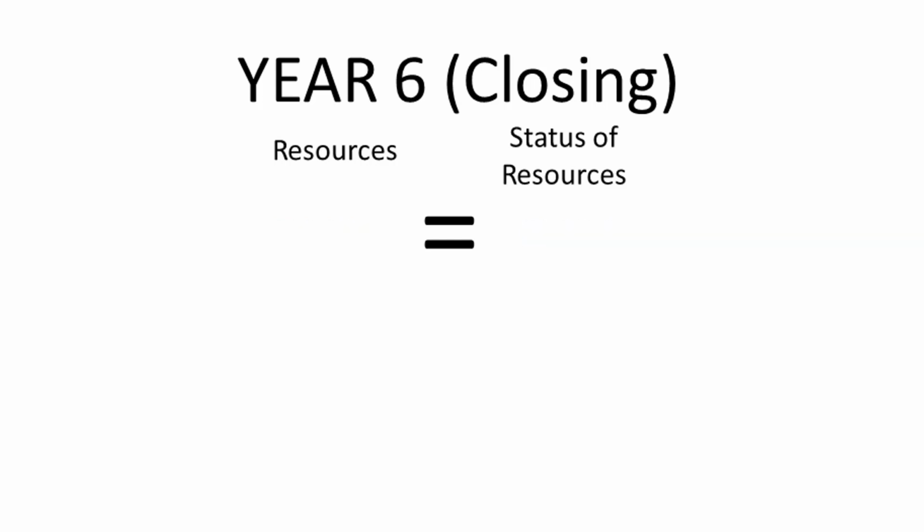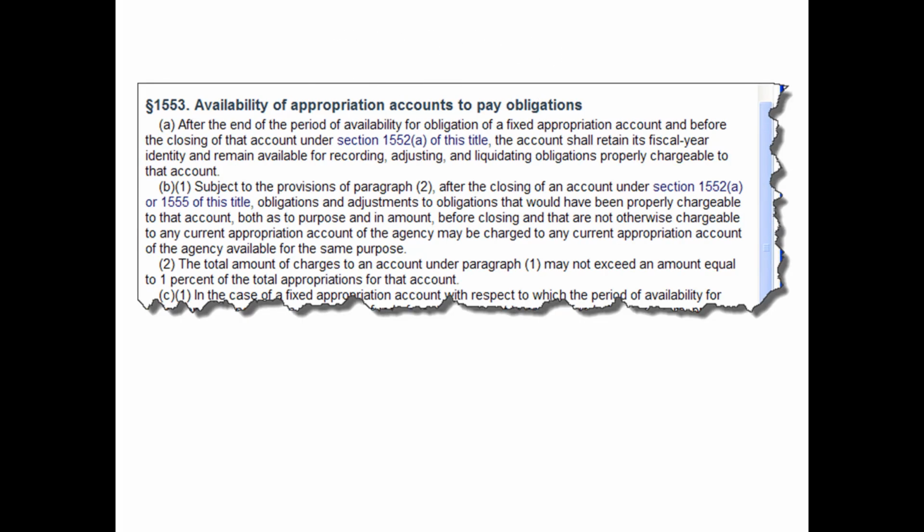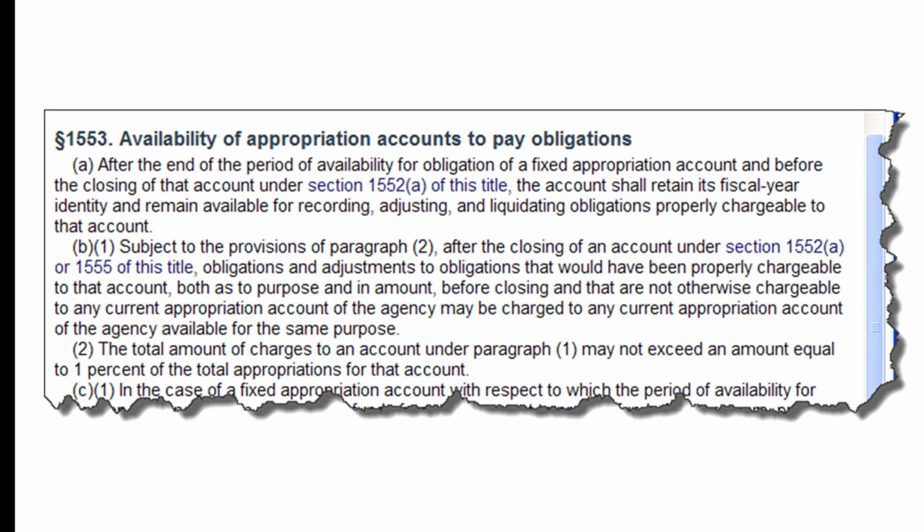What happens if a bill comes in after the funds are canceled? Congress also allowed for this eventuality in the 1990 M-Account legislation, codified at 31 U.S.C. 1553, by permitting such bills to be paid from current year resources. This authorization permits payment from any current appropriation account of the agency available for the same purpose, not to exceed 1% of the total appropriations for that account.